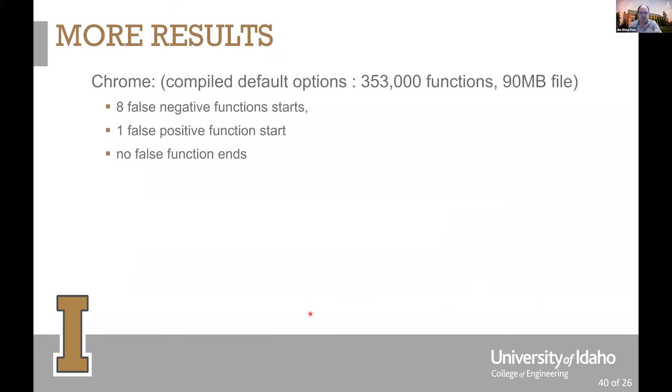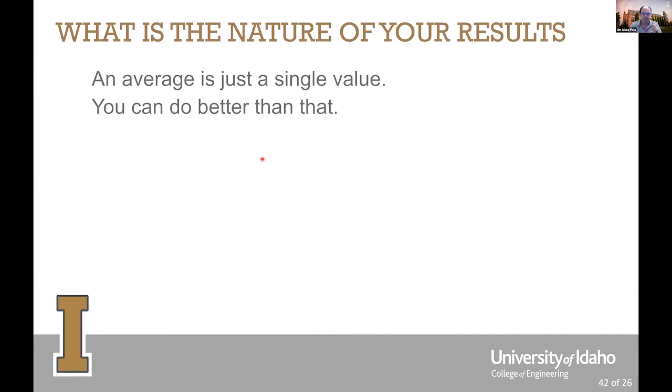More results. Chrome. Default option, there's 353,000 functions in Chrome. It's a 90 megabyte file. We had 8 false negative function starts, 1 false positive function start, no false function ends. So we did pretty well on that one.